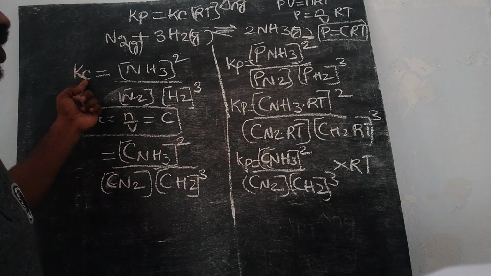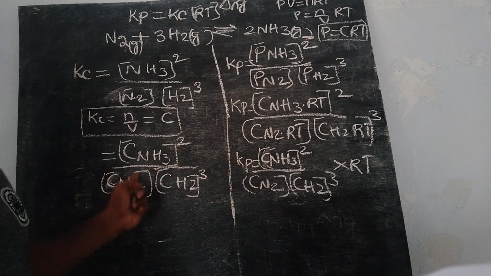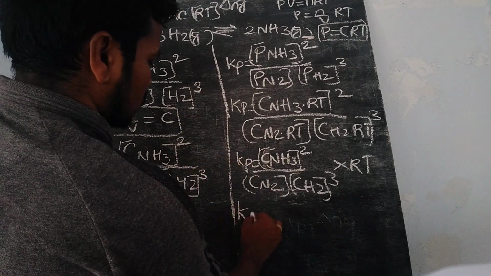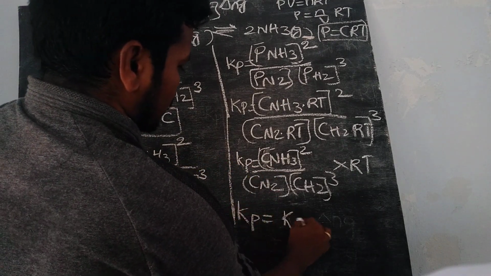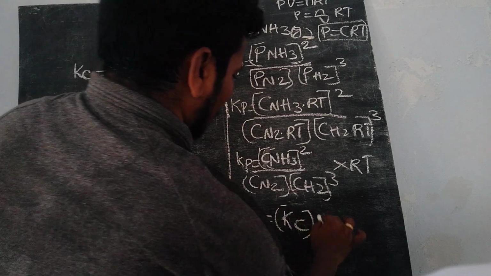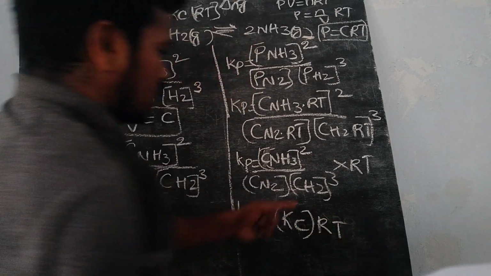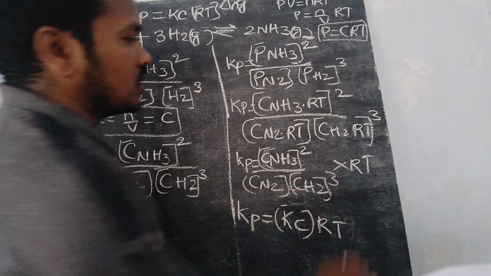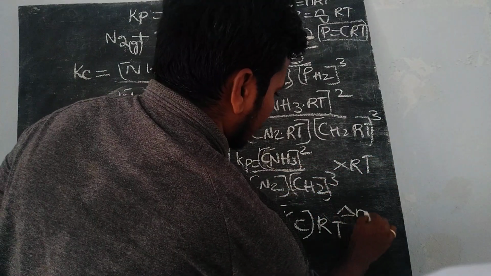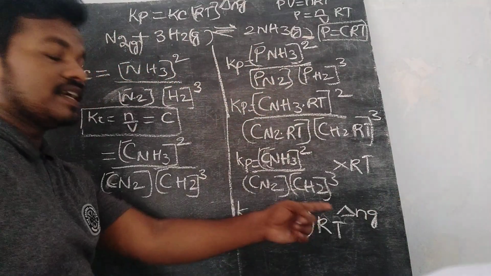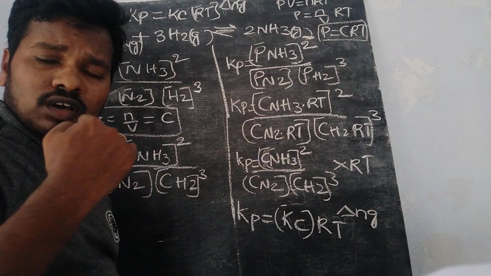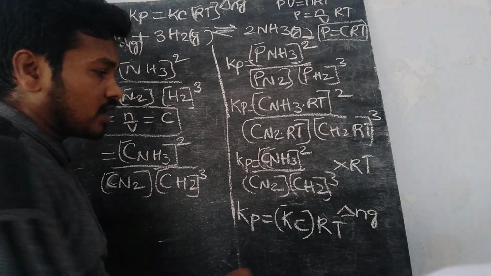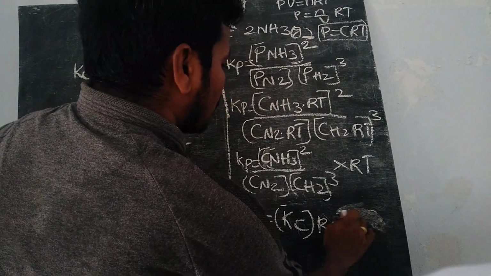In this expression, substitute Kc. So Kp equals Kc into RT to the power delta Ng. What is meant by delta Ng? It is the number of moles of the product minus the number of moles of the reactant. For this reaction, you can apply this.